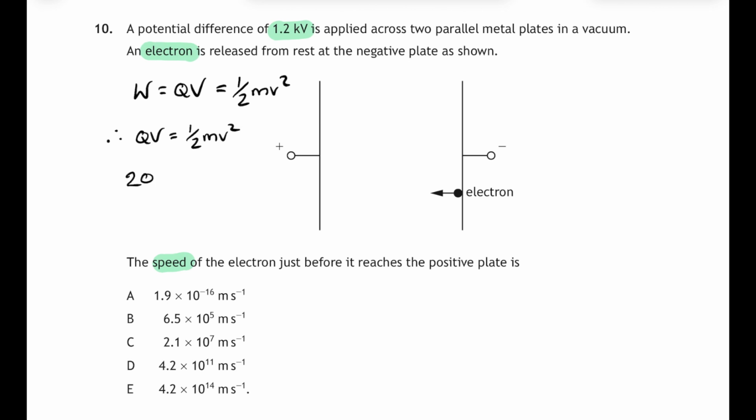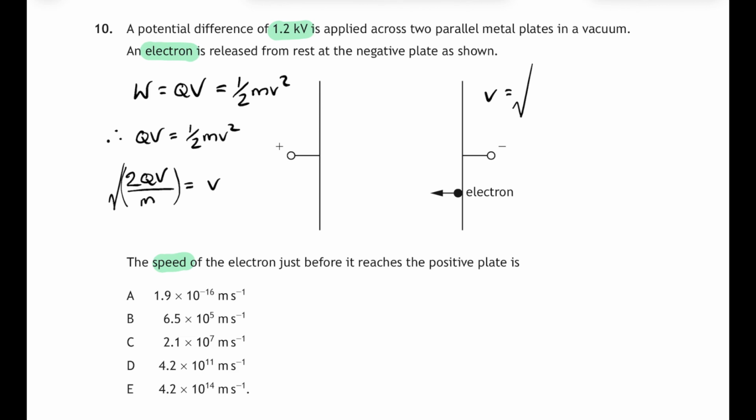And then if we rearrange it to get v squared on its own, that would be 2qV divided by m is equal to v squared. So v will be equal to the square root of 2qV over m. And let's write that on the other side and then substitute in all the values.